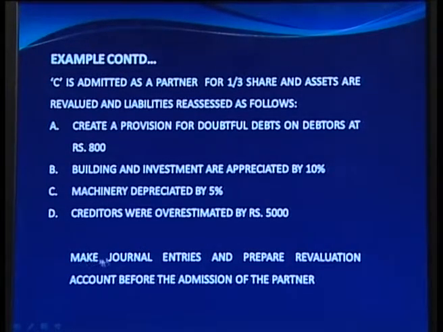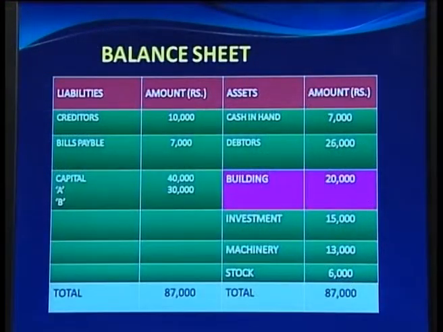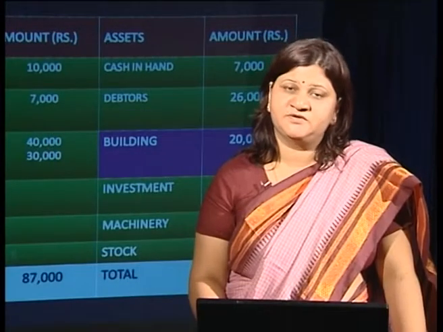Here the question says to make journal entries and prepare the revaluation account before the admission of the partner. So, the first entry is revaluation account debit to provision for doubtful debts, and it amounts to 800. This provision has already been given in the question as rupees 800. So, we need not apply any percentage and find out the provision amount on the debtors. We simply have to subtract this amount from the debtors when we prepare the final balance sheet after the reconstitution of the firm. Second entry is in relation to the building, as we have to do the adjustment of appreciation of building by 10% as has been given in our question.